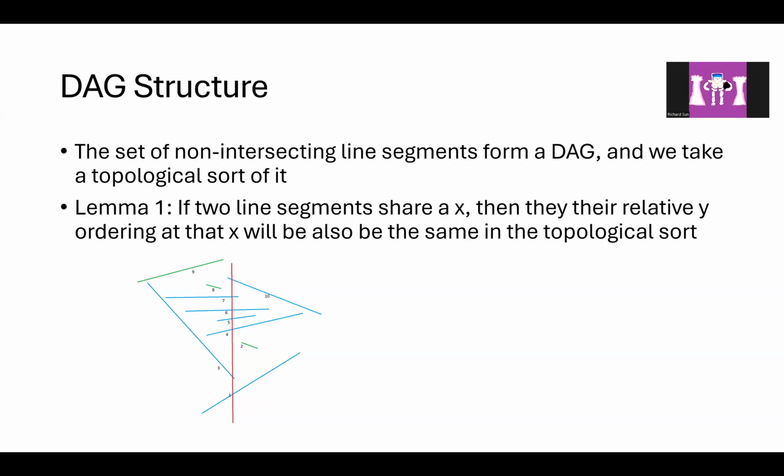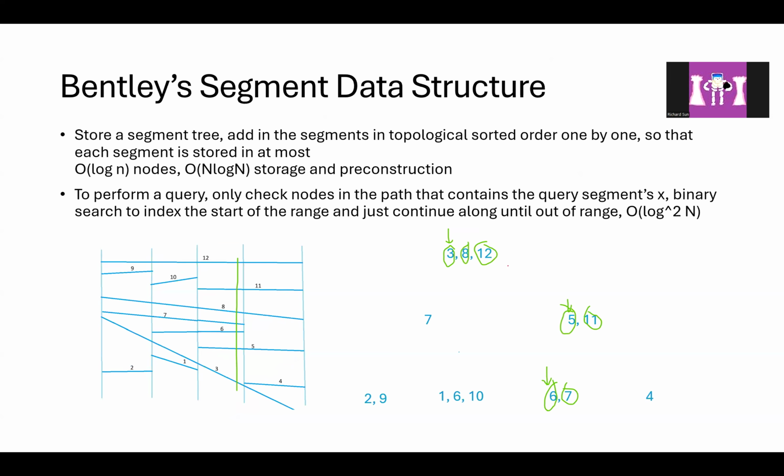And we will take a topological sort of this directed acyclic graph. Okay, so let's talk about Bentley's segment data structure. This is an existing method that my research will improve upon for this problem. So let's see how Bentley solves this. Bentley uses a segment tree, and in his segment tree, he takes each of the input line segments and puts them in the segment tree one by one, so that each input segment is broken down into at most log n pieces.